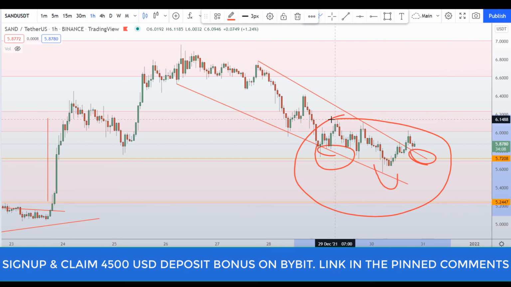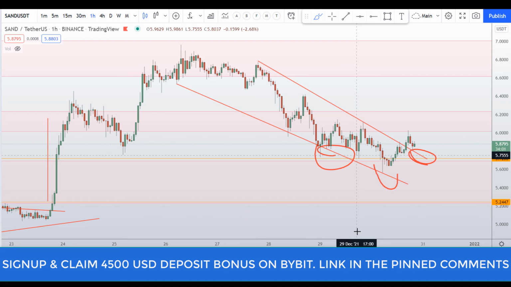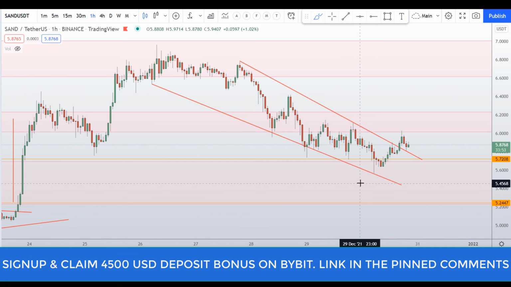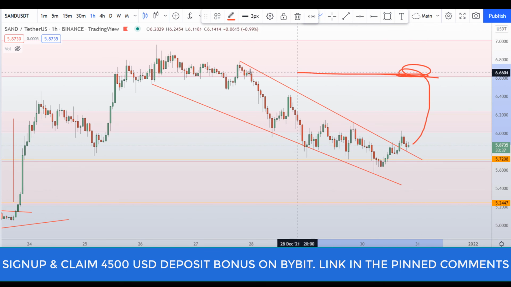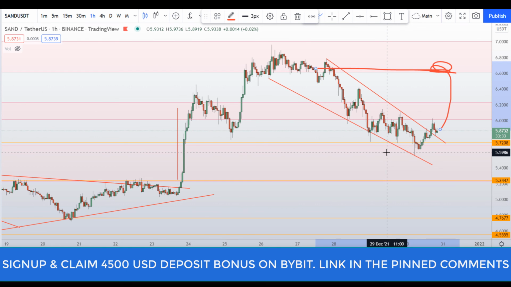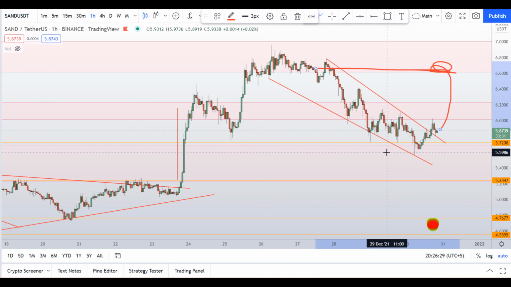So price action is looking bullish right now on the Sandbox, but it all depends on the Bitcoin right now. Bitcoin has started to move up, so that all the crypto altcoins are moving up along with that. So we'll have to keep an eye on the Bitcoin as well. So if we get a push up in the Bitcoin, we will definitely get a push up in the Sandbox as well, and hopefully we'll get to the target around $6.5 region.